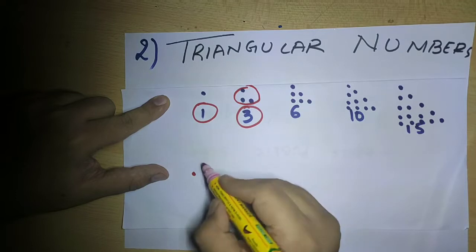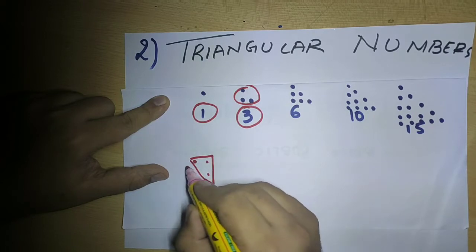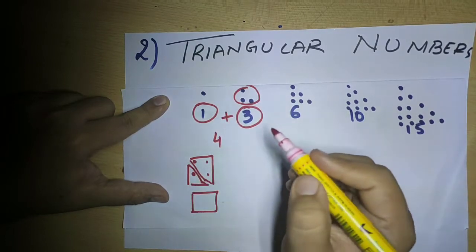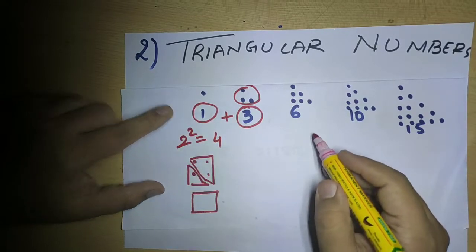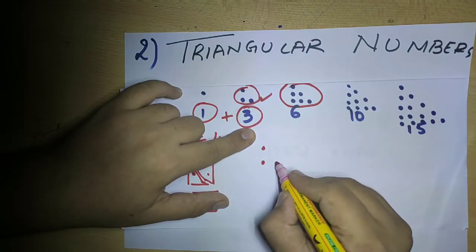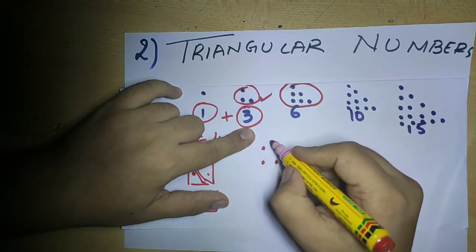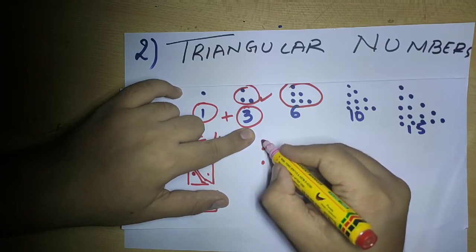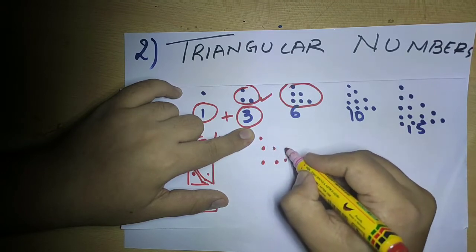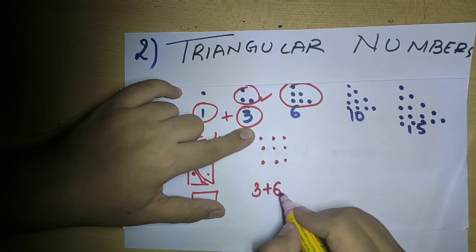You have to take this whole triangle over here. It forms a square. So 1 plus 3 is equal to 4. So this is 2 square. Now you take this triangle and this triangle, 3, and you put this triangle in the reverse form. What do you get? So this is 3 plus 6 is equal to 9.